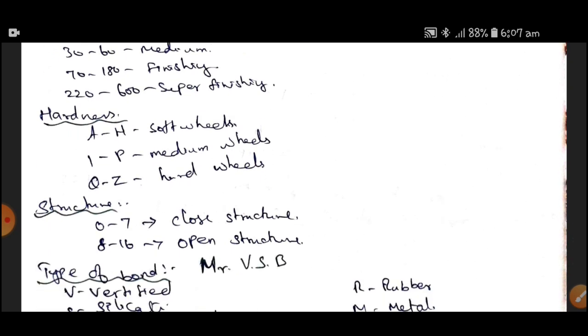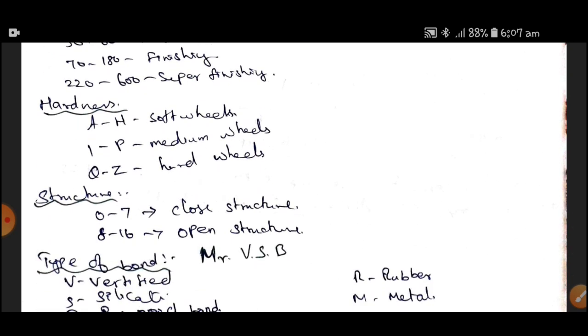And the fifth term is the structure. The number is from 0 to 16 only. When it is from 0 to 7, it is closed structure, and 8 to 16 is open structure.